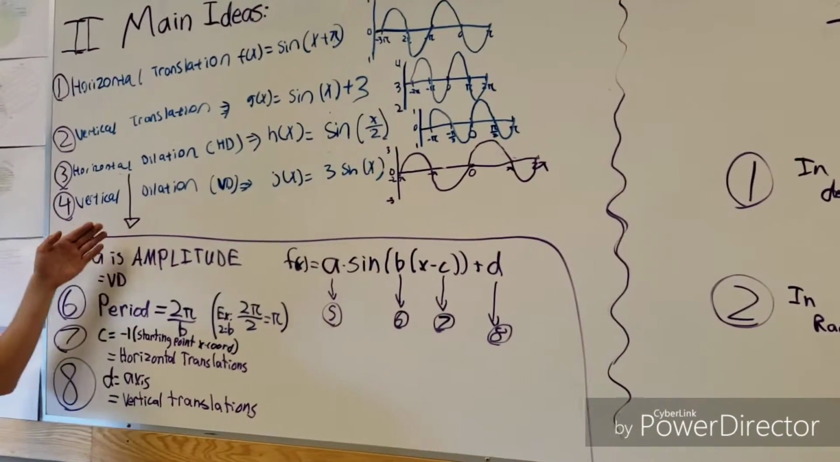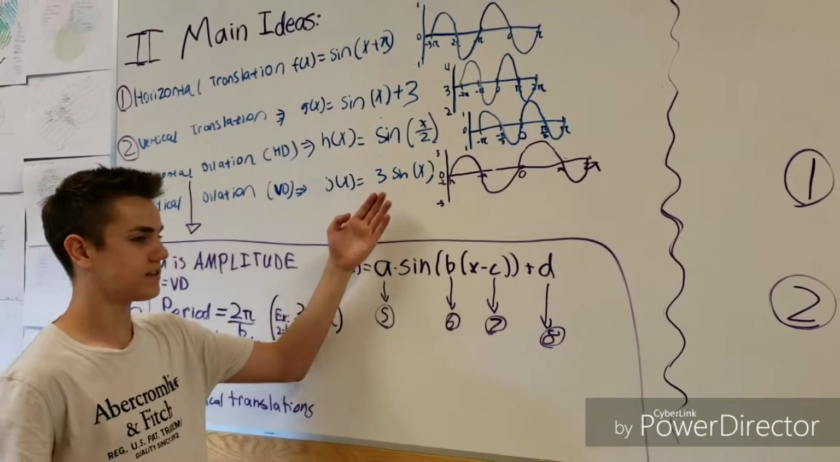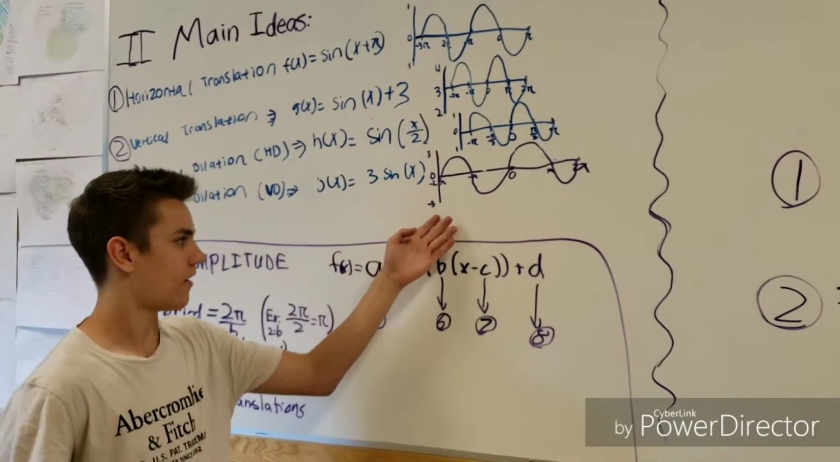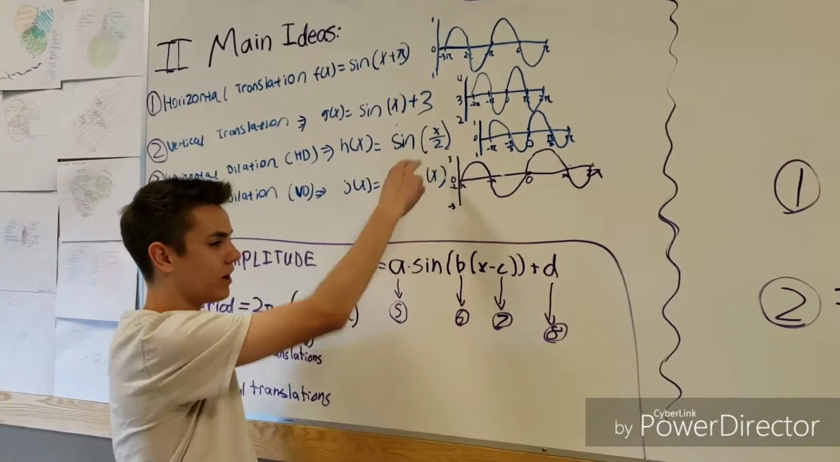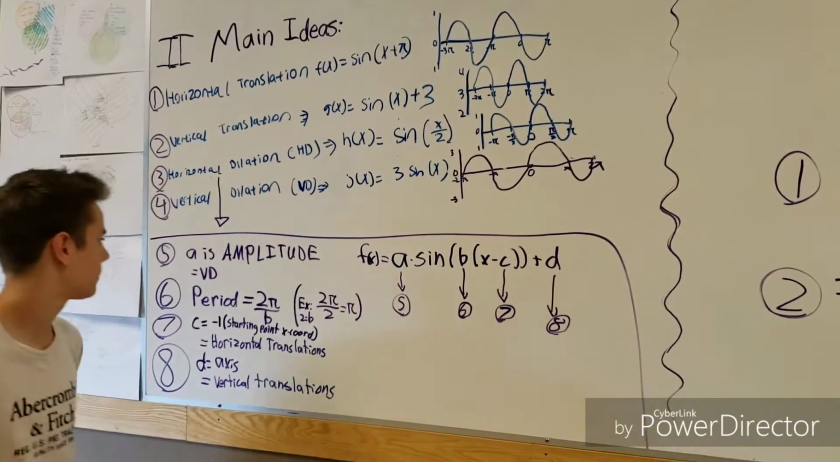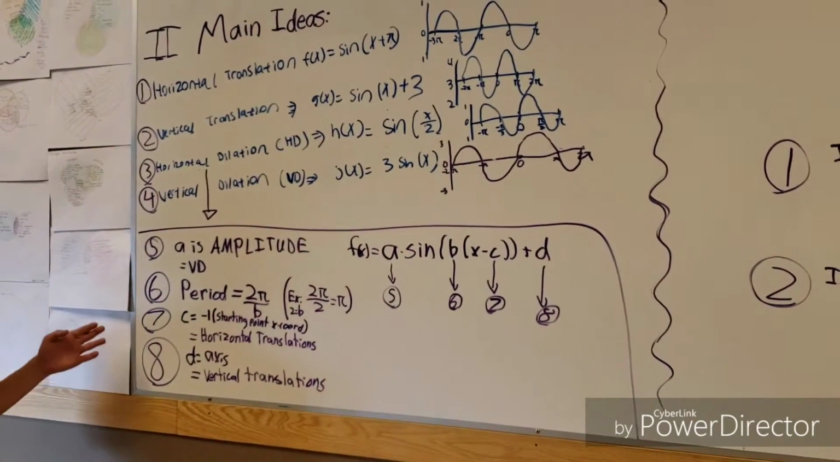And this is a vertical dilation. So that'll look like 3 sine of x. And then, as you would expect, it starts at 0, but instead of going 1 and negative 1, it goes 3 and negative 3. So down here is amplitude.